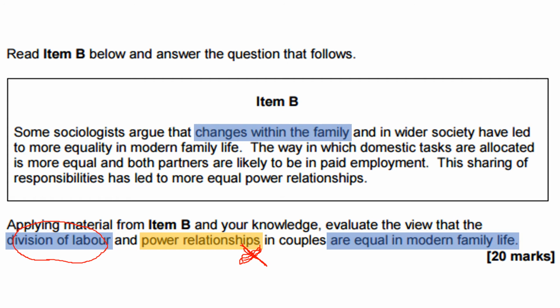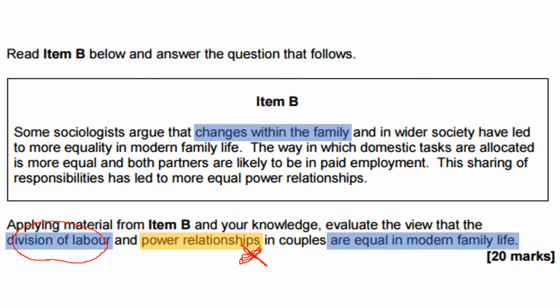For example, some sociologists argue that changes within the family and in wider society. Changes within the family might be things like women in the family going out to work more, that kind of thing. Family diversity increasing, so perhaps more lesbian couples, and you could link to Dunn's research.